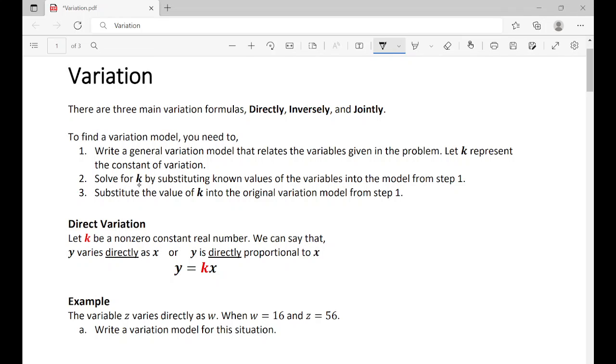Second, solve for k by substituting the known values of the variables into the model from step 1. And then 3, substitute the value of k into the original variation model from step 1.